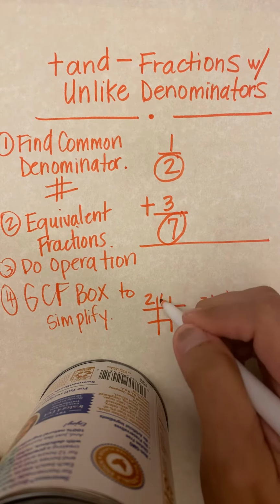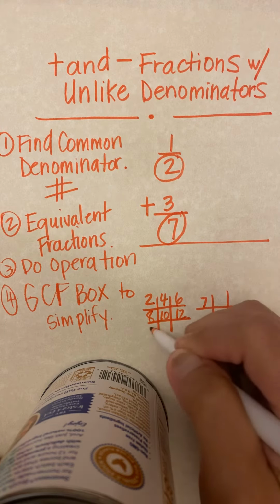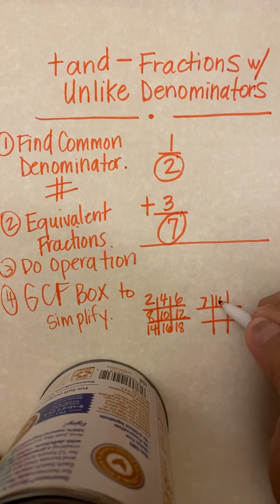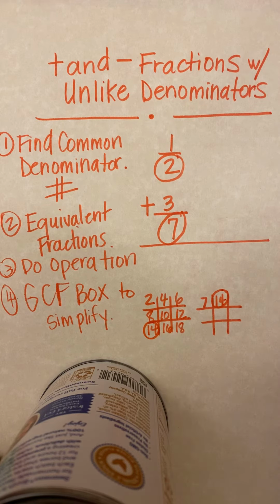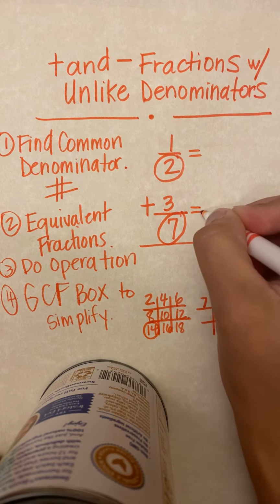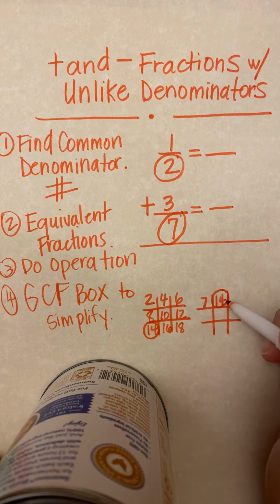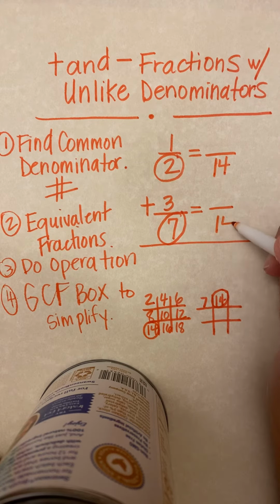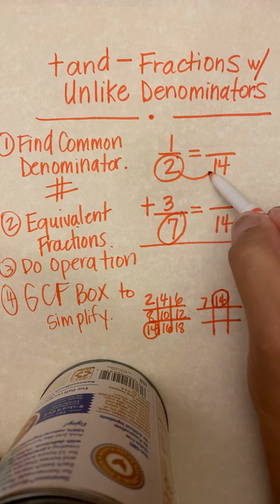So you're going to skip count by 2. Then you're going to skip count by 7. And if you notice, they both have a 14. So you're going to come up here, you're going to write equivalent fractions. That means equal. And my new denominator is going to be the smallest number they have in common, which is 14.